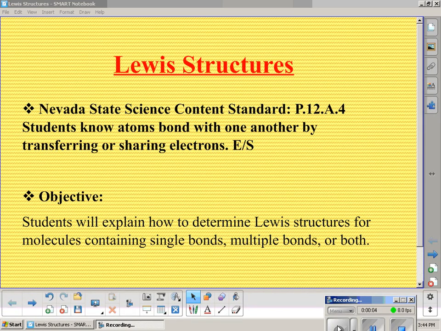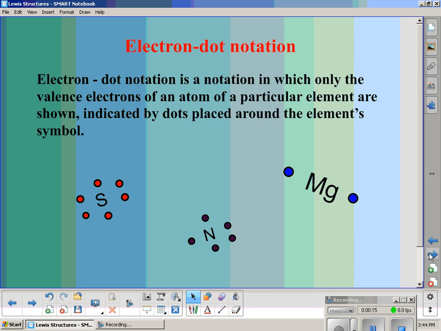By the time you finish this, you should be able to draw Lewis structures for molecules that have single, multiple, or both types of bonds in them. Okay, let's start out talking about electron dot notation.